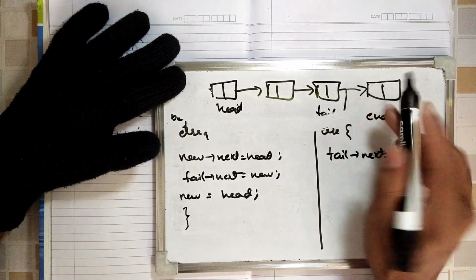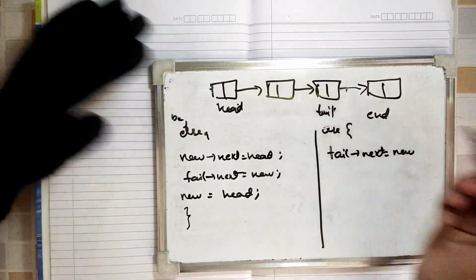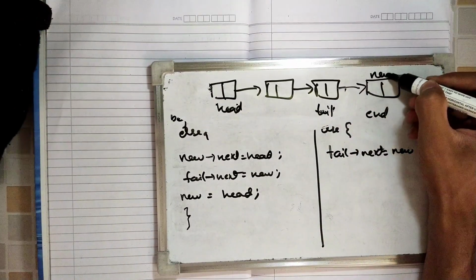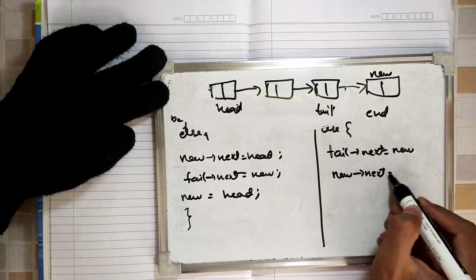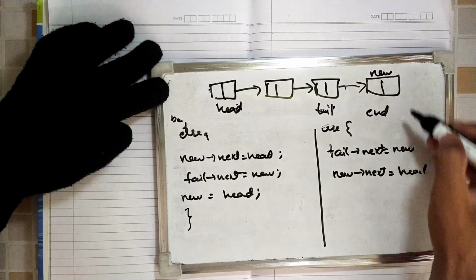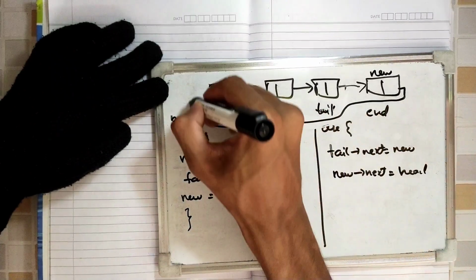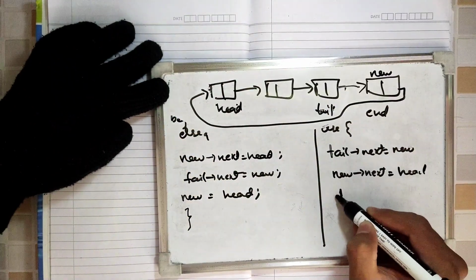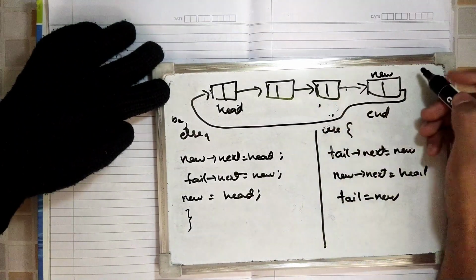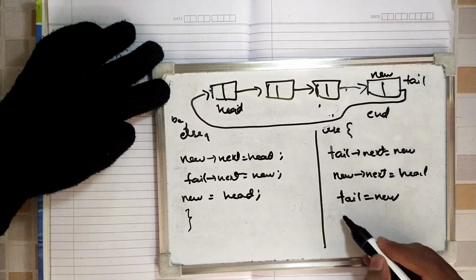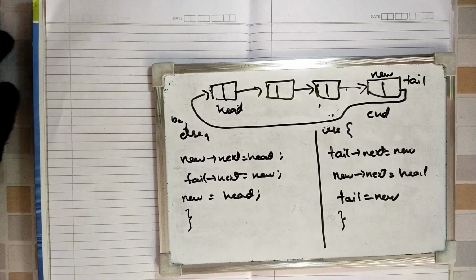Now my tail is here, tail of next equals to this new. Now new of next is equal to head. Now tail equals to new. From here, I jumped my tail over here. Understood? Very easy, nothing is there in this. So the same thing like this it is there.